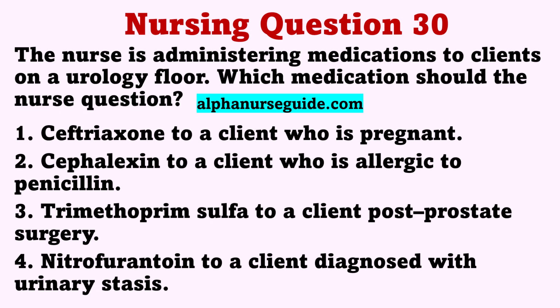with the HCP. Ceftriaxone, a third-generation cephalosporin, is in pregnancy risk category B. No research has shown harm to the fetus in humans or in animals. The nurse would not question this medication. There is no reason for the nurse to question trimethoprim sulfa, a sulfa antibiotic, for a client who has had prostate surgery. There is no reason for the nurse to question nitrofurantoin for a client who has urinary stasis. Nitrofurantoin is used to prevent or treat chronic UTIs.